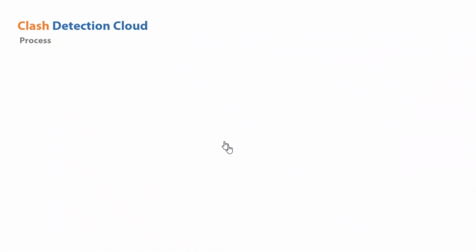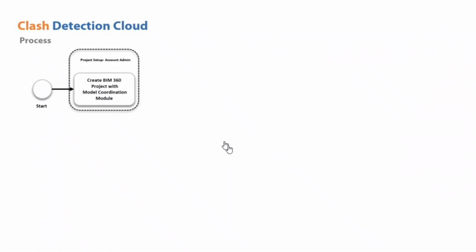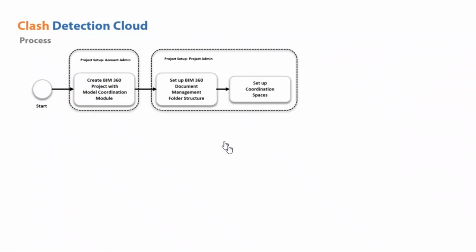If we are checking the clash detection process in a cloud-based environment, the overall scenario is not changing. Basically, the platform is the only thing that changes; the process will not change. It starts from the instruction of the project manager, who will initiate the process. Next, the project BIM coordinator or BIM manager can create the BIM 360 project with the Model Coordination module, if they are using it.